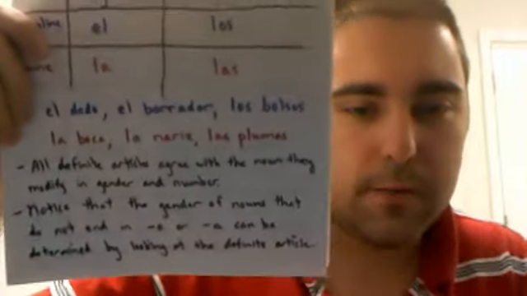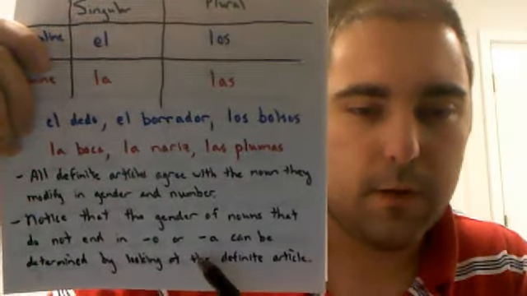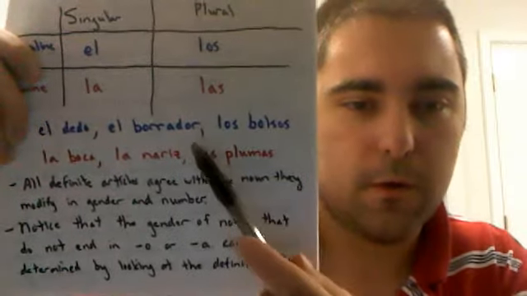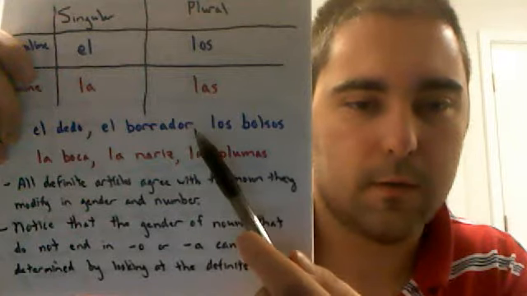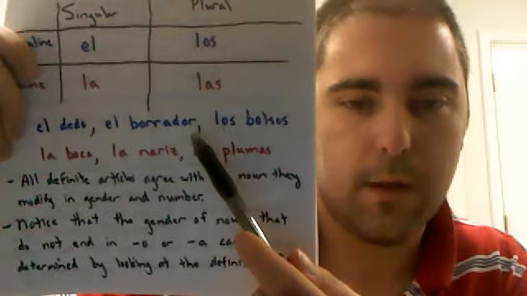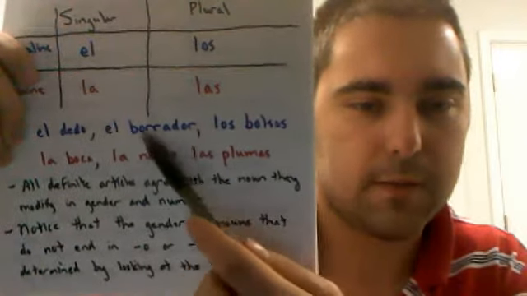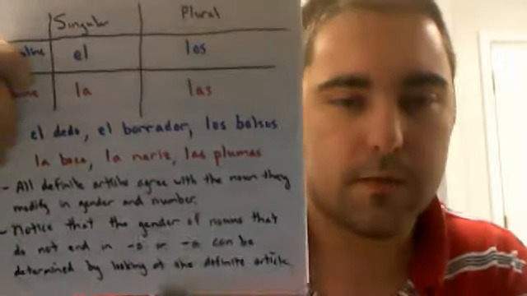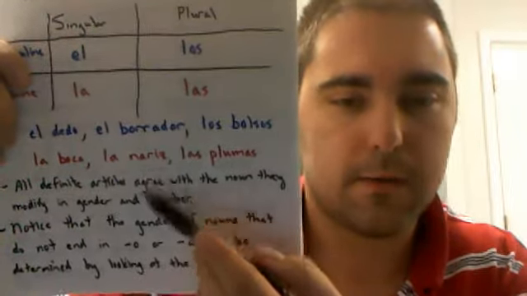And again, notice that the gender of nouns that don't end in o or a can be determined by looking at the definite article. So here, el borrador, it doesn't end in o or a, it ends in r, but we can tell that it's masculine because of the definite article that modifies it. And same thing with la nariz here.